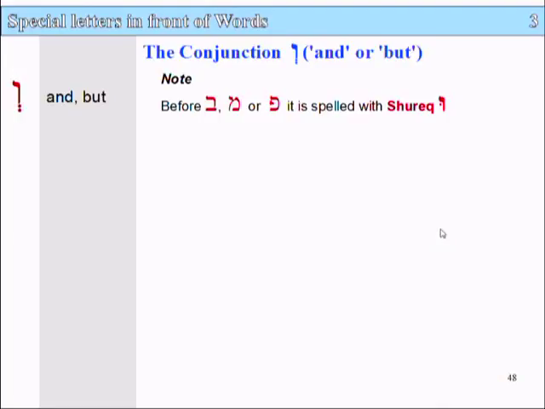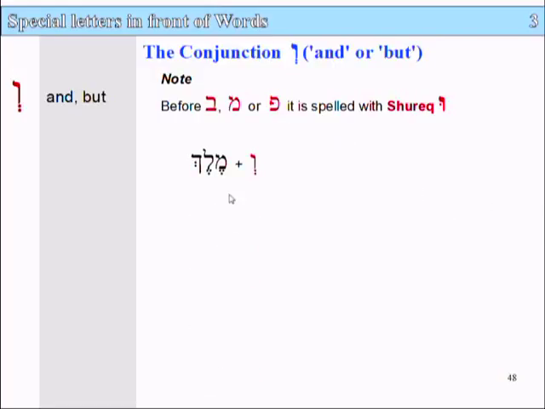Now, when we add the and, or the vav, in front of words, if those words begin with a bait, a mem, or a pay, it is spelt with a shurek. So the vav, it's still the vav, but it's got a dot in the middle, which means it's got an oo sound. So it changes from a v sound to an oo sound, but it still means and. It's just in front of these three letters: bait, mem, and pay.